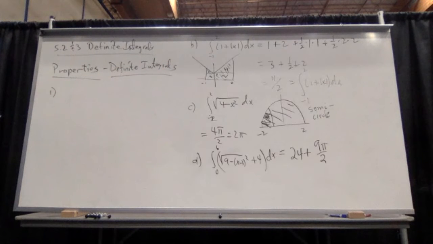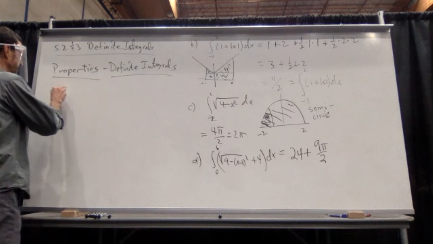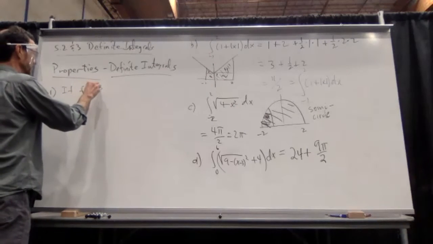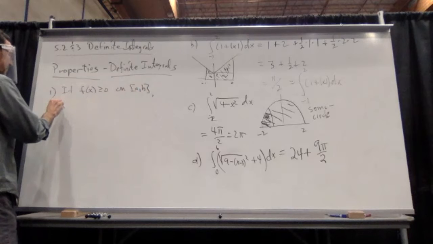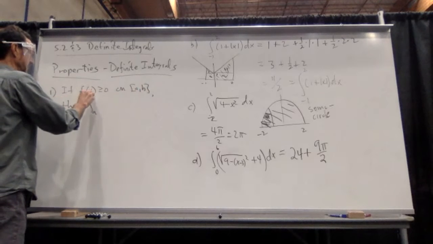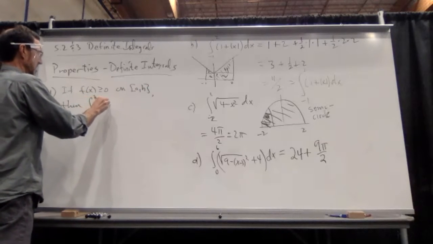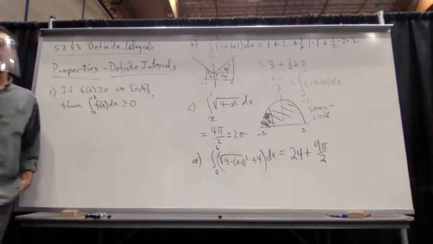So what do you think one property might be? Just take a wild guess. Okay, we'll list it. This is not the one I thought you might say, but it is one. If f of x is bigger than or equal to 0 on a closed interval, then the integral from a to b, which is a number, it's a positive number.